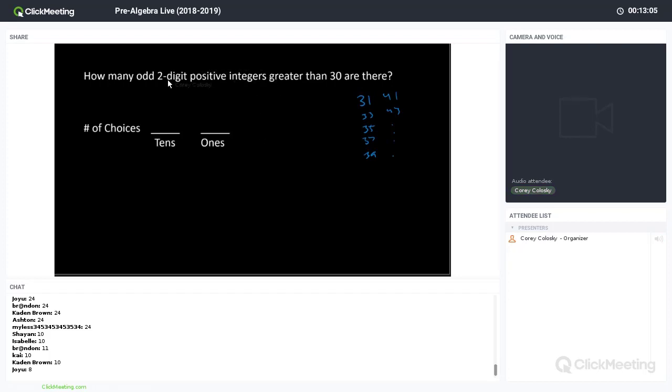All right, so realize a 2-digit number would have a tens place and a ones place. So it could be 31 or 40 something or 50. So it's got a tens and a ones place. So class, can you tell me how many options would you have for the tens place? It's got to be greater than 30, and it's got to be odd and 2-digit. How many options would you have for the tens place?